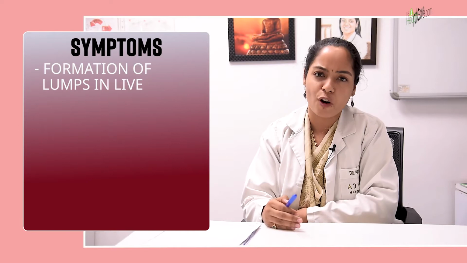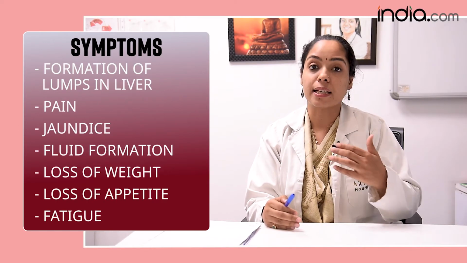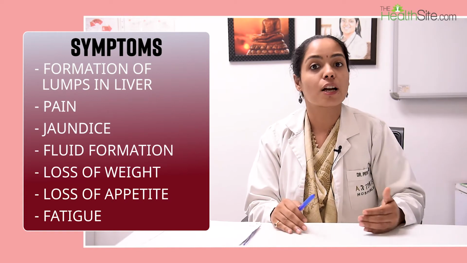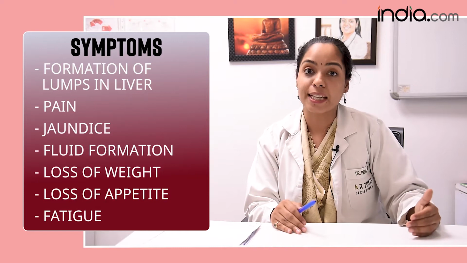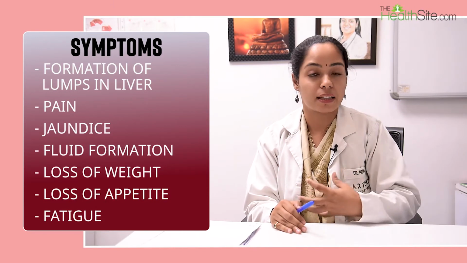The liver is an organ which is situated in the right part of the abdomen, or in the tummy. So if liver cancer starts to happen, there will be nodules or a lump felt. There could be pain. Also, sometimes there could be increasing jaundice, fluid formation, loss of weight, loss of appetite, fatigability. And cancers in extreme cases can migrate to other parts of the body. If it goes to the lungs, we'll have breathlessness and chest pain also.